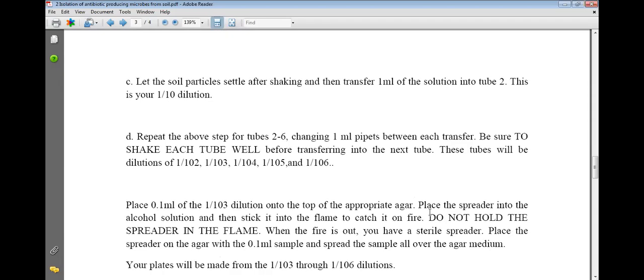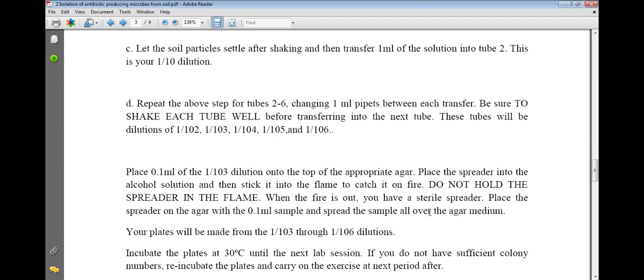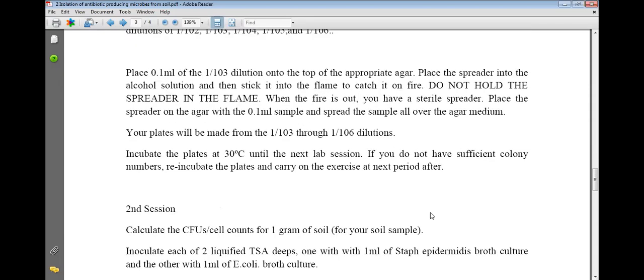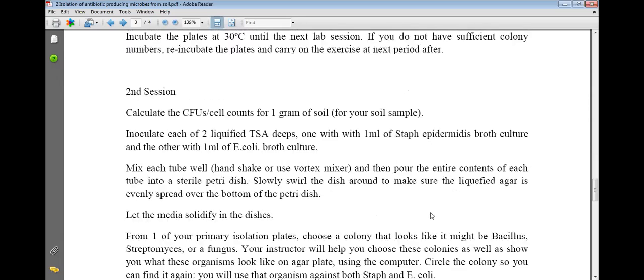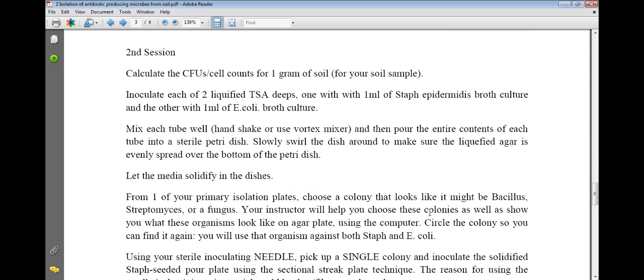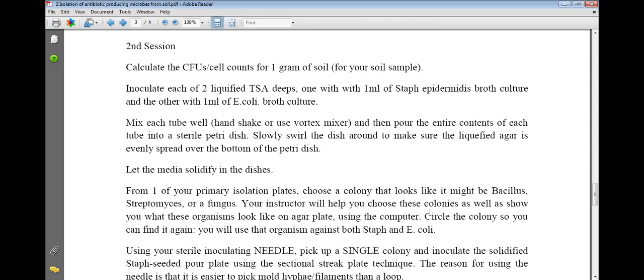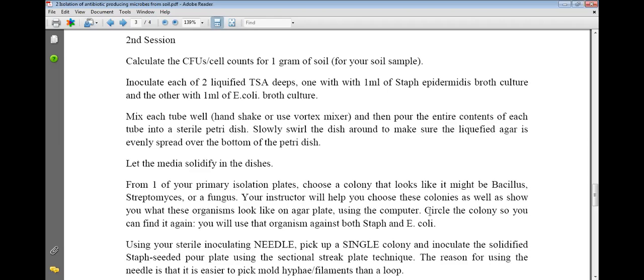Then repeat this process, shake it properly, and then place the 1 to 10^3 dilution onto the appropriate agar. In the second session, we calculate the CFU cell count for 1 gram of soil. Inoculate into 2 liquefied TSA deeps.